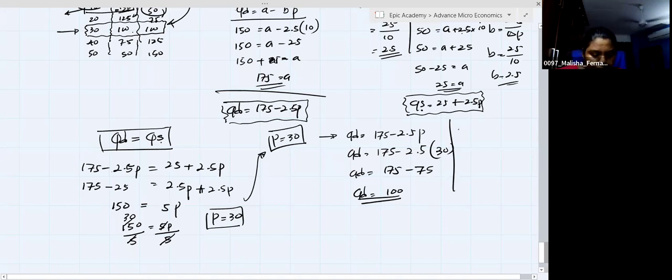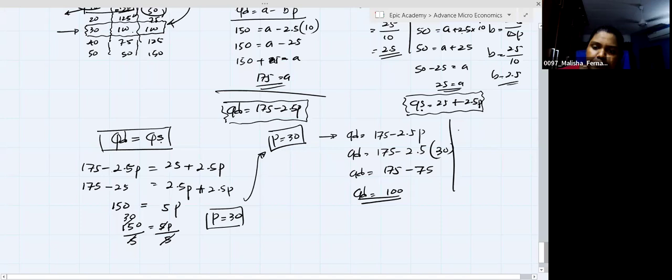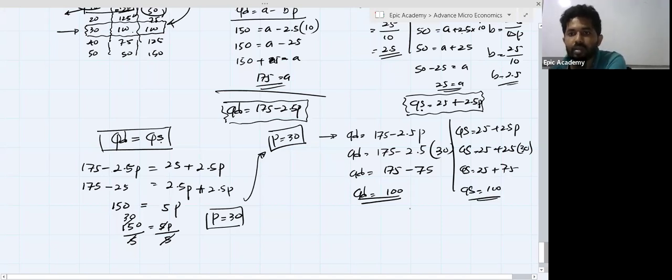No need to use both equations. If you can put the value into the demand equation, it is okay. If you put the value into the supply equation, it is also equal. But the answer must be 100. As an example, consider QS equals 25 plus 2.5P. QS equals 25 plus 2.5 multiplied by 30. QS equals 25 plus 75. So QS is also 100. Similar answer.